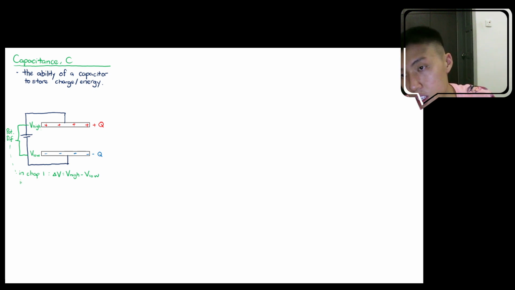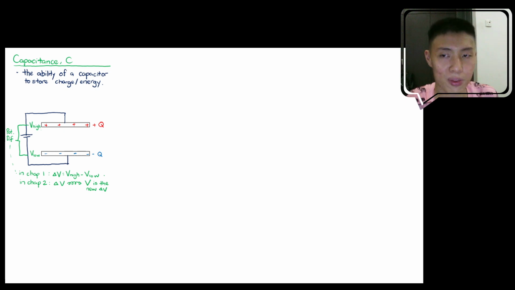But right now, in chapter 2, delta V will now be changed to just be called V. So V is the new delta V. Why do they throw away the delta? It's because every time we talk about potential, we are actually more emphasizing potential difference. We don't really care much about electric potential unless you're in chapter 1. From chapter 2 onwards, you only focus on the difference in electric potential.